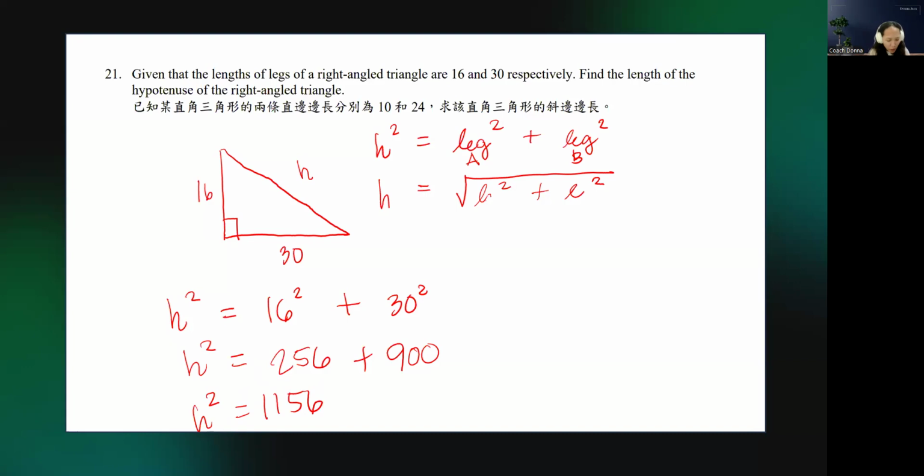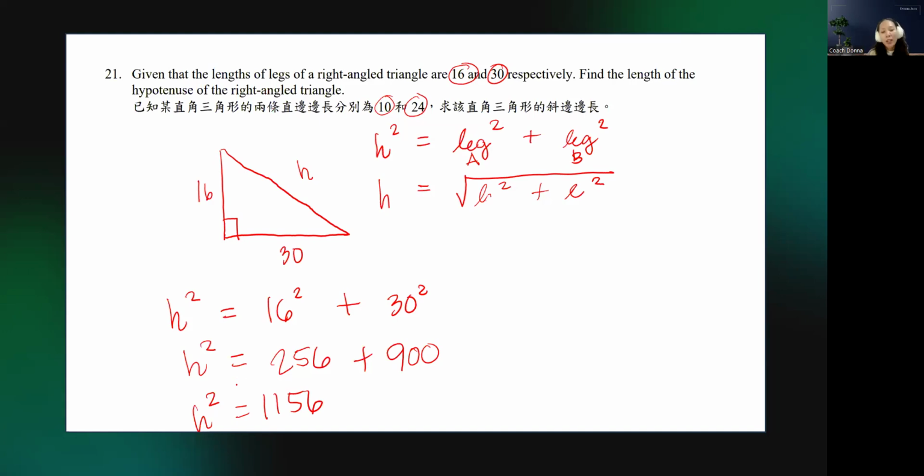So for this one, square root of our answer, 1,156. Oh, there's something wrong with the given. It's different: 16 rather than 10 and 24 right here. So let's start first with 16 squared and 30 squared.